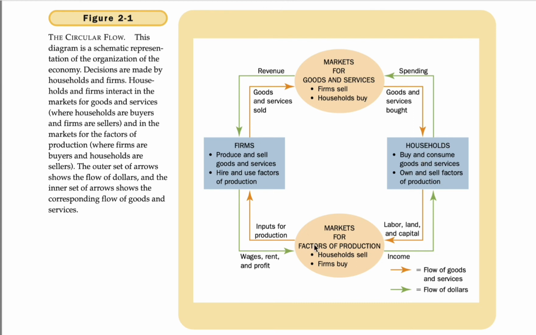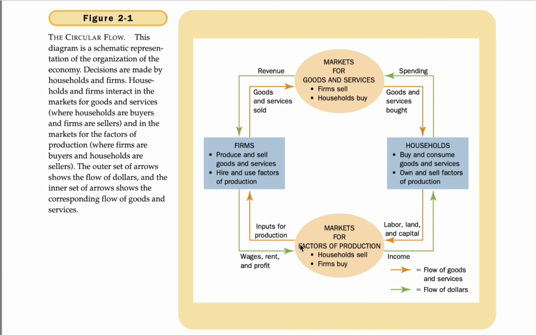Now, this is not a free transfer of goods and services or free transfer of factors of production. In exchange for land, labor and capital, in the factors of production market, household gets income in the form of, for labor it will be wages, for land it will be rent, for capital it will be returns or interest, and for entrepreneurship it will be profits. So income is generated through selling off their land, labor and capital.